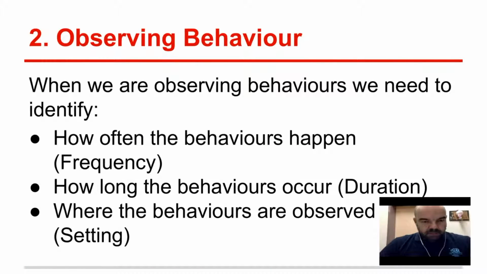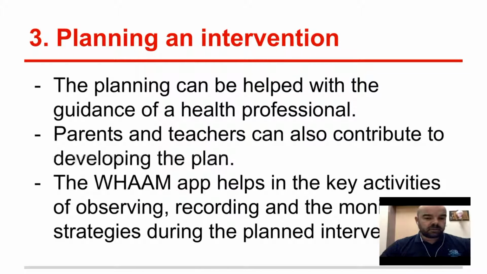The second step is the observation of the behavior. When we are observing the behavior, we need to identify how often the behavior happens, the frequency of the behavior, how long the behavior lasts, this is the duration of the behavior, and where this behavior occurs and is observed, for example, in school, at home, somewhere else.